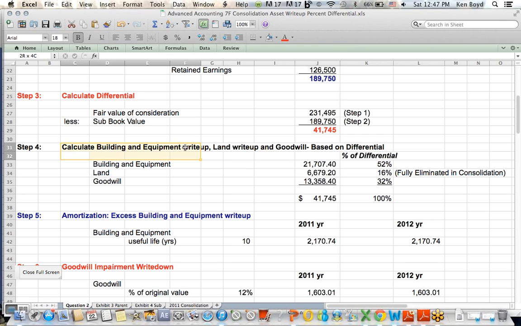The building and equipment write-up to fair value, the land's write-up to fair value, and the goodwill were all based on percentages of the differential that are given in the question, an unusual question I hadn't seen before. So the building and equipment write-up is 52% in green of the differential in red. And same thing all the way down. I added up everything to make sure that I was assigning the entire dollar amount of the differential, $41,745. I also added up the percentages.